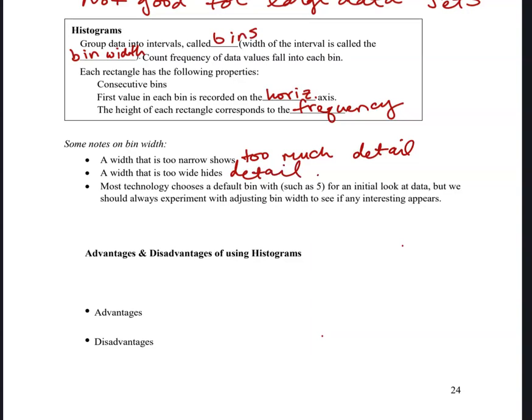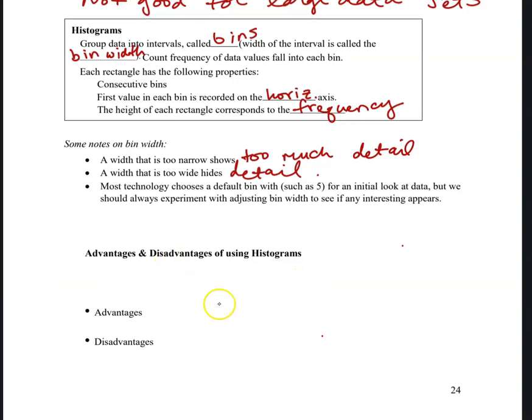StatCrunch is what we're going to use to make these graphs, and StatCrunch will default to whatever bin width is appropriate for that data set. A lot of times it'll just say 5 or 10 or something along those lines, but sometimes we want to play around with it and see if it's easier to see patterns or trends with different bin widths.